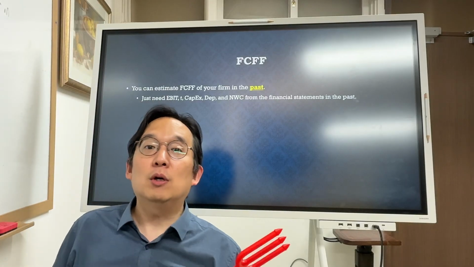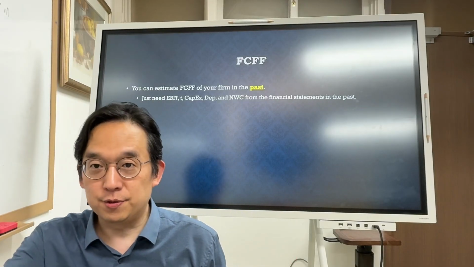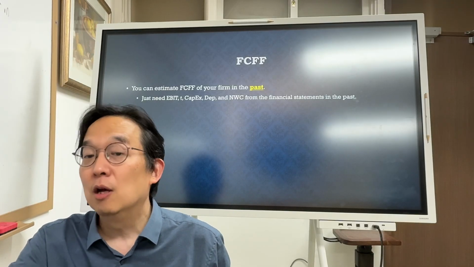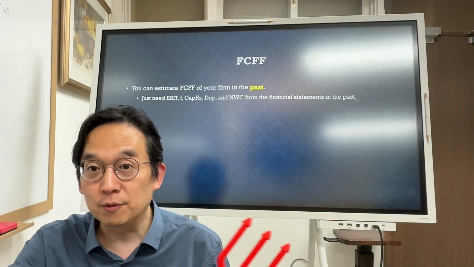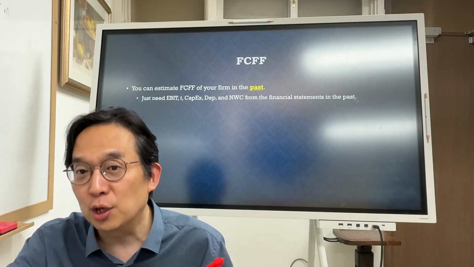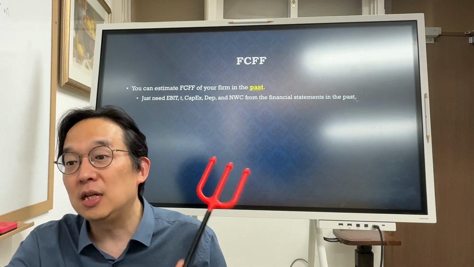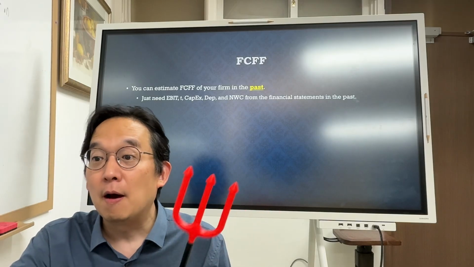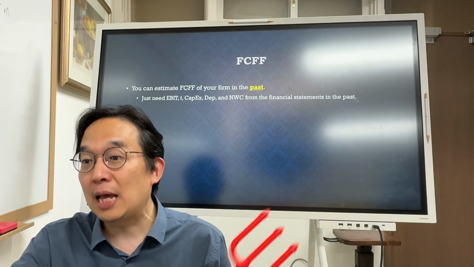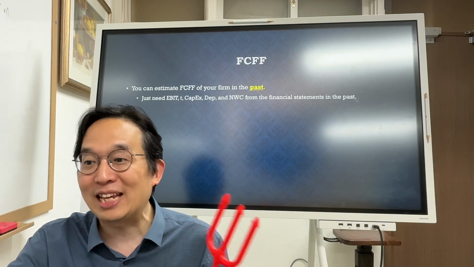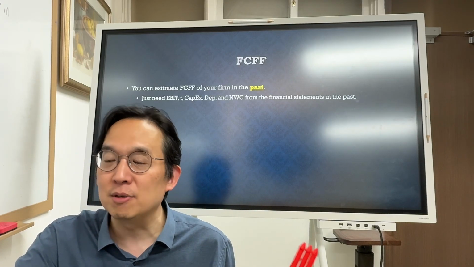So, the second video about the free cash flow to firm method, okay? You can estimate the FCFF of your firm in the past. Also, you can estimate the free cash flow to firm in the future with some additional assumptions, right? For the past, you just need EBIT, operating income, tax rate, and then capital expenditure, depreciation and amortization, and non-cash working capital from the financial statements in the past.